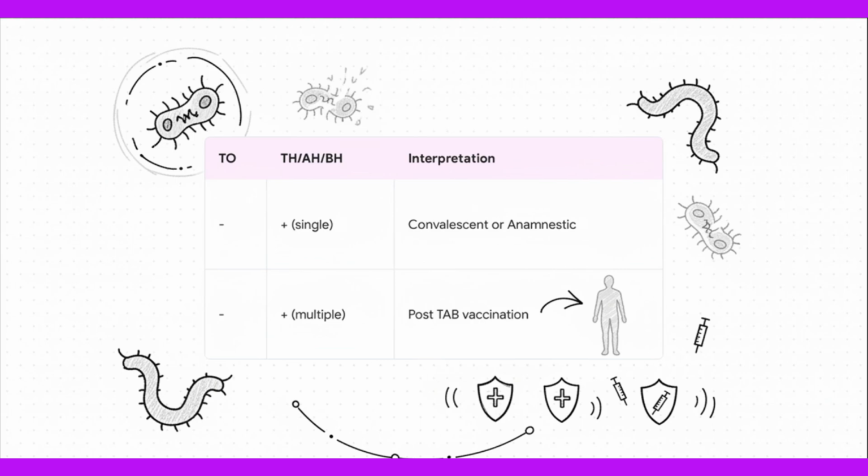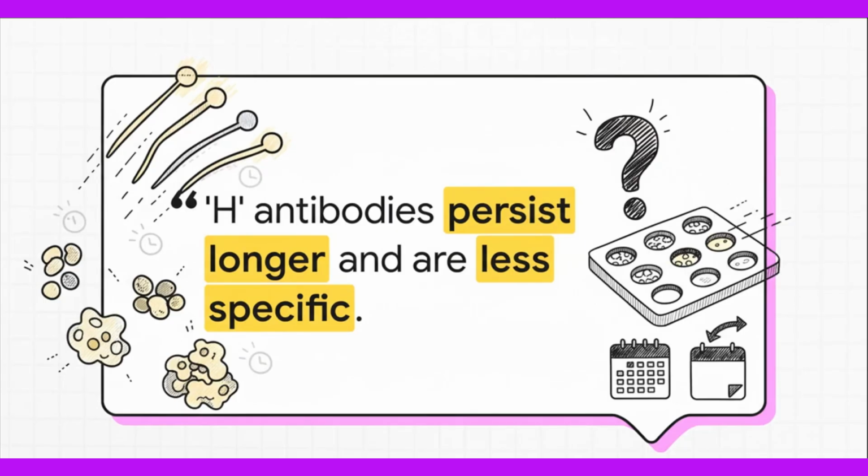Maybe the patient is in the recovery phase, the convalescent phase, of a past infection. Or maybe they've had a previous typhoid vaccination. It could even just be a nonspecific anamnestic response. And here's the clinical wisdom behind that. The H antibodies, remember, those are the ones from the flagella, they just hang around in the body for a much, much longer time than the O antibodies. So just seeing them there isn't a reliable sign of what's happening right now.